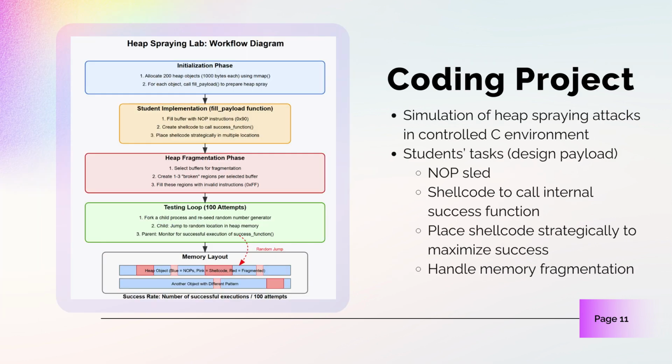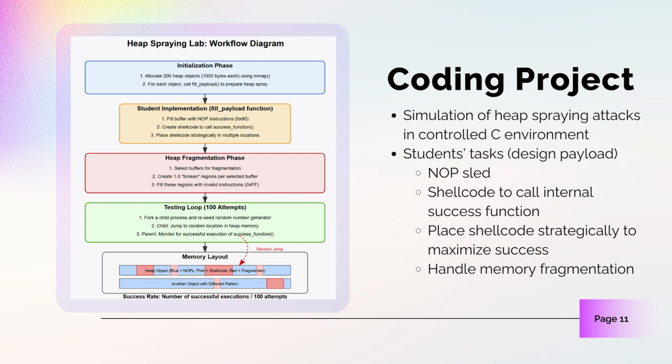The second portion of this project involved code implementation. I developed a controlled simulation environment in C designed to give students practical, hands-on experience with heap spraying techniques. The program models key aspects of heap memory management in a safe and observable way. As shown on the workflow diagram, the program follows four main phases. In the first phase, the program initializes a sandbox environment for students to interact with.